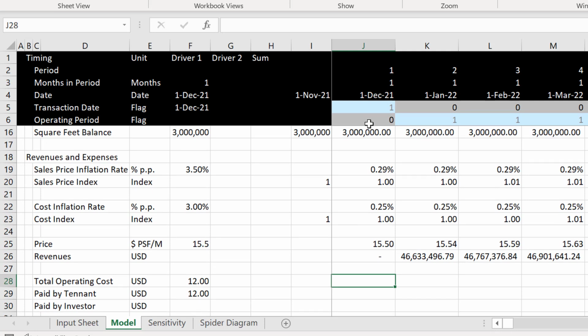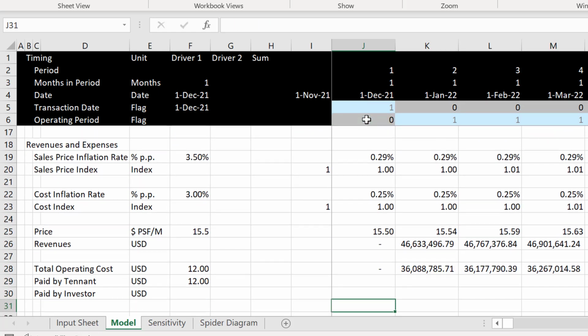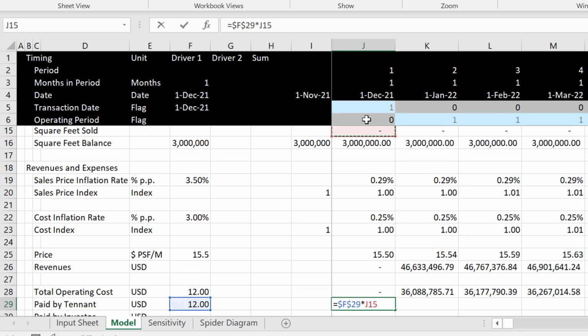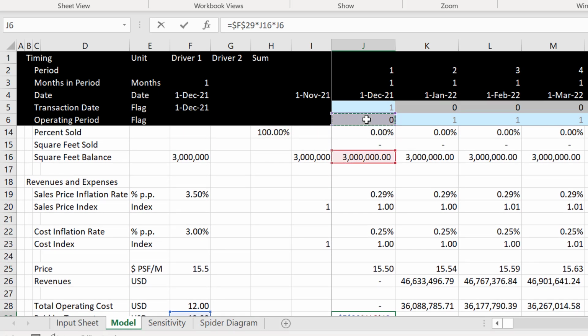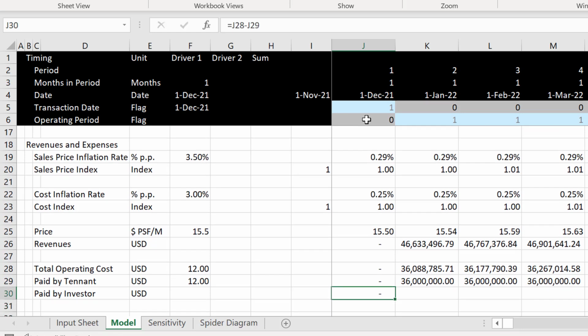Okay, so our total operating cost is going to be our number multiplied by this, multiplied by the square feet, multiplied maybe by our operating flag. Okay, so that's this. And then our tenant, it's almost the same thing. We press the F4. This time we don't multiply it by the inflation. We do multiply it by the square feet, and we do multiply it by this. Okay, and then we'll have the difference being paid by the investor, and then we can use that in our operating cash flow.